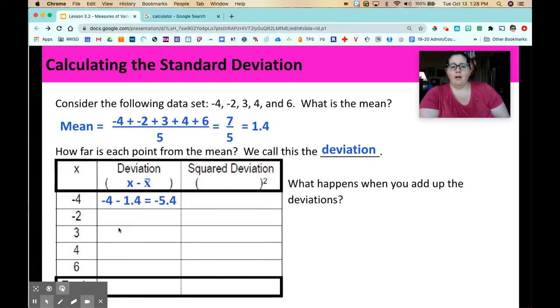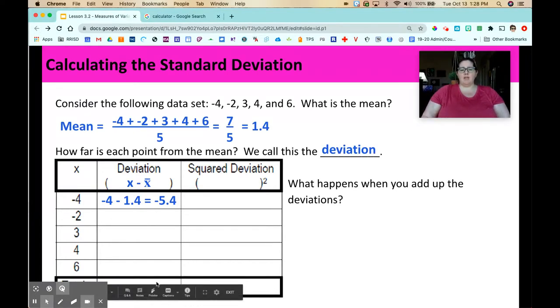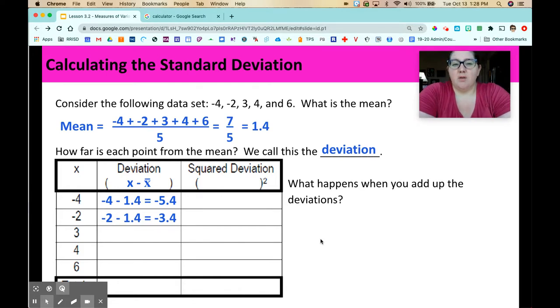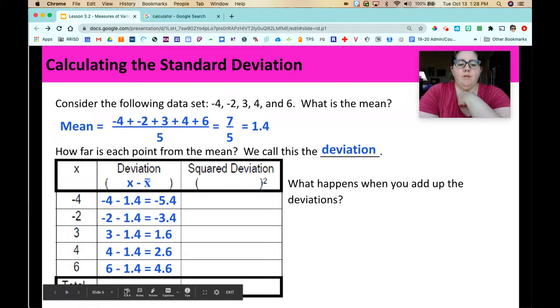So for -4, I would do -4 minus our mean, which is 1.4, and I get a deviation of -5.4. -2 would be -2 minus 1.4, which gives me a deviation of -3.4. Again, you can use your regular basic calculator on your phone for this, or in Google. Nothing too fancy. You don't have to try to do this math in your head if you don't want to. Calculator's fine. All right, so for 3, we would do 3 minus 1.4, which is 1.6. Then we do 4 minus 1.4, which is 2.6. And then we do 6 minus 1.4, which is 4.6. So we have our deviations.